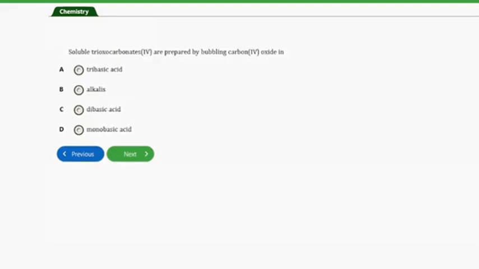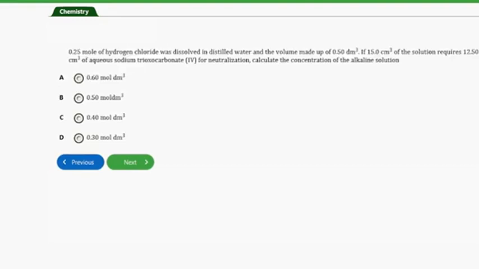That's question number 13. It says soluble trioxocarbonate(IV) salts are prepared by bubbling carbon(IV) oxide in A, tribasic acid, B, alkalis, C, dibasic acid, and D, monobasic acid. So guys, the answer to this question is option B, and that's alkalis. So let's look at the next question, question number 14.